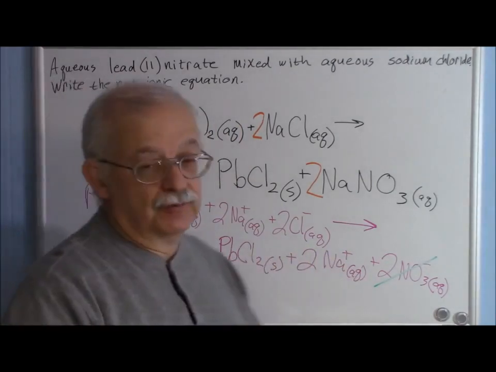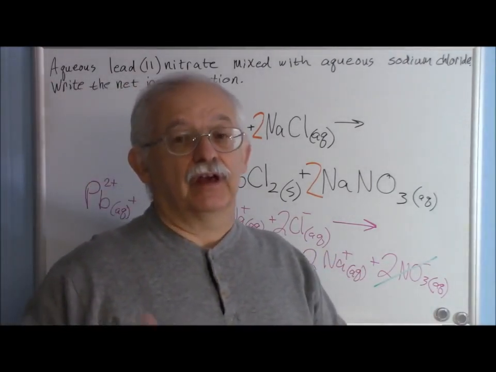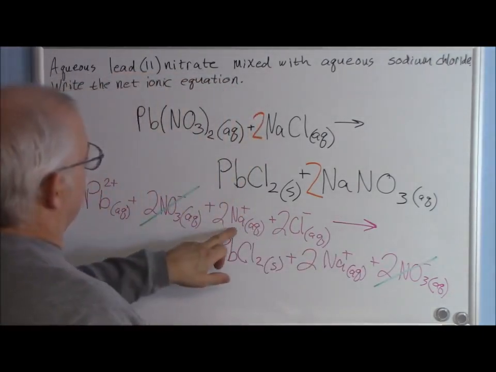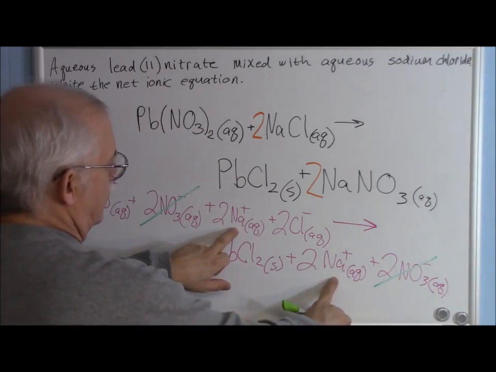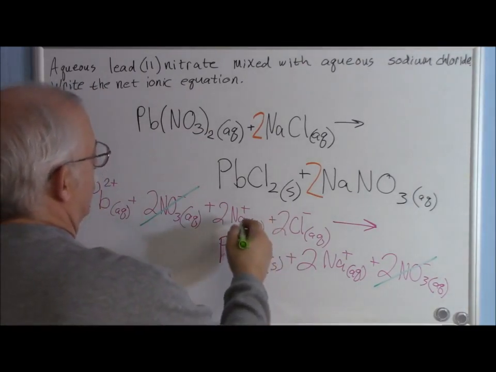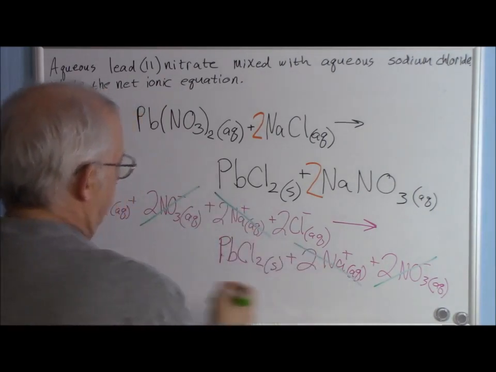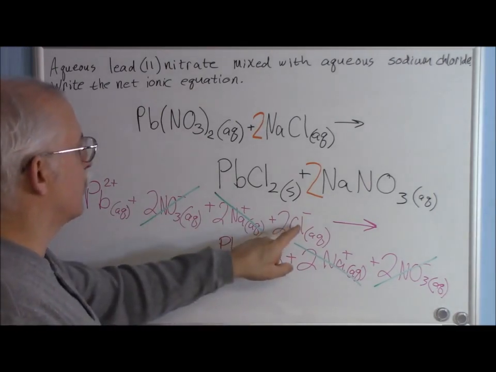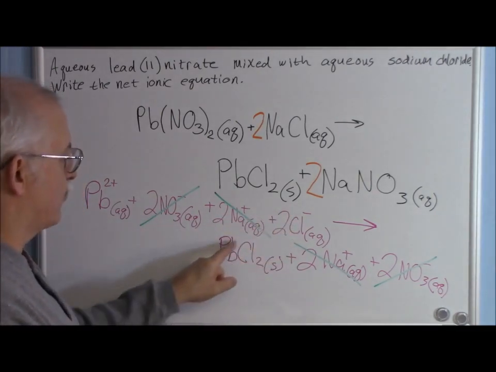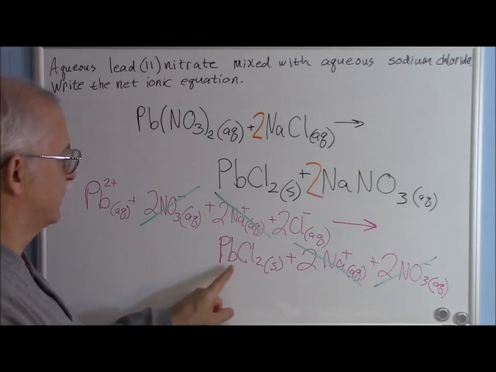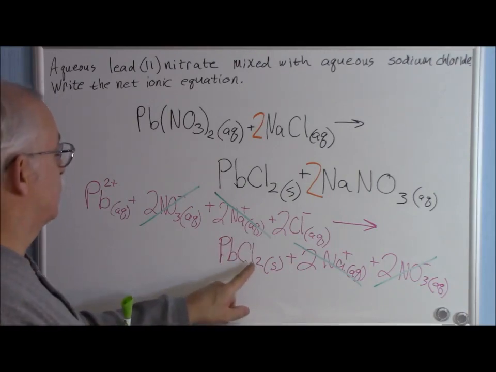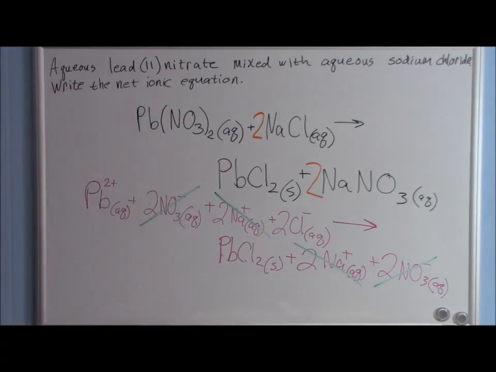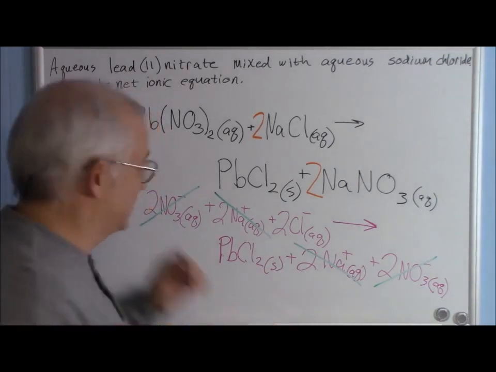When I cross it off, doesn't mean it's not important. It just means it's not ultimately what's going to give me the precipitate. We have sodium ions on the left, sodium ions on the right. We can cross those off as spectator ions. And I think that's all the ions here. Yeah, the chloride ions are on the left, but on the right-hand side they exist as part of lead chloride, which is not, so the chloride here will not be an ion.